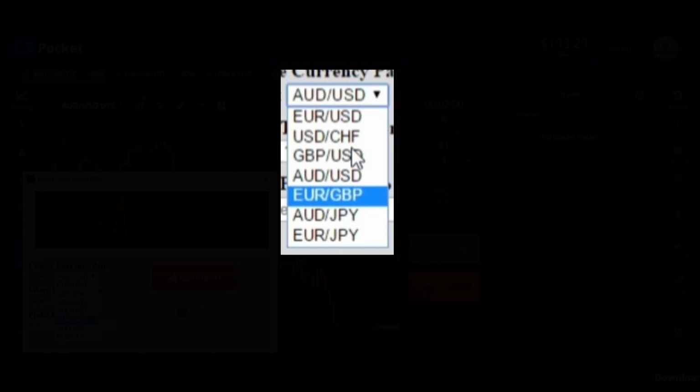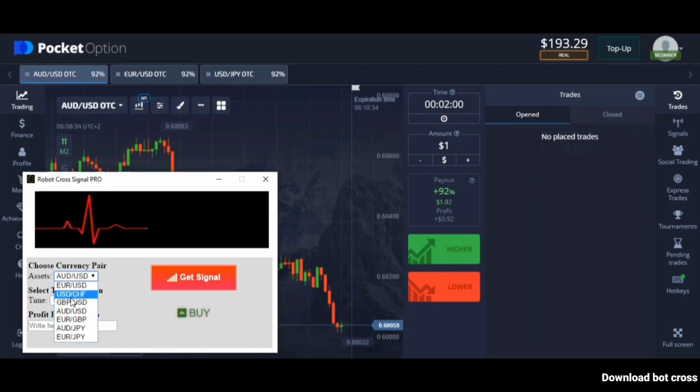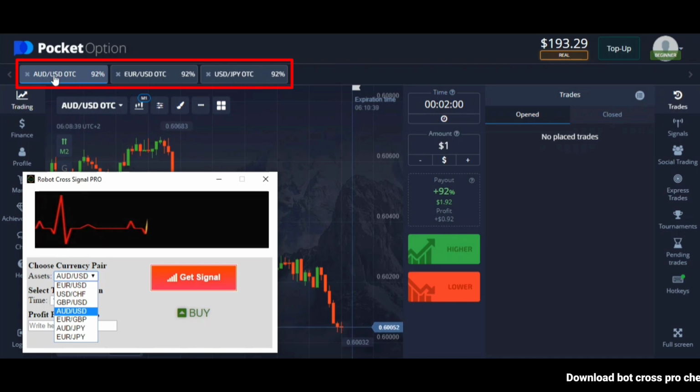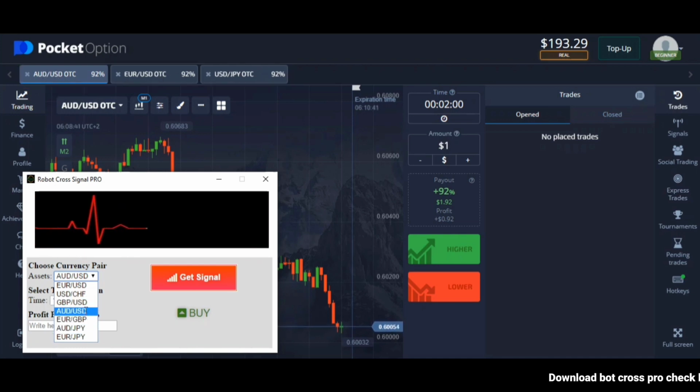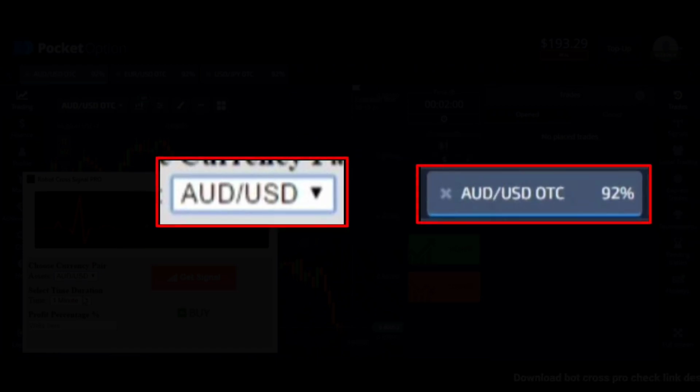All the Cross Pro bot markets that you can use in this trade. Pocket Option market that I chose in this trade. Make sure the market you choose in this trade is already available in the Cross Pro bot signal. Then equate the Pocket Option market with the Cross Pro bot market.